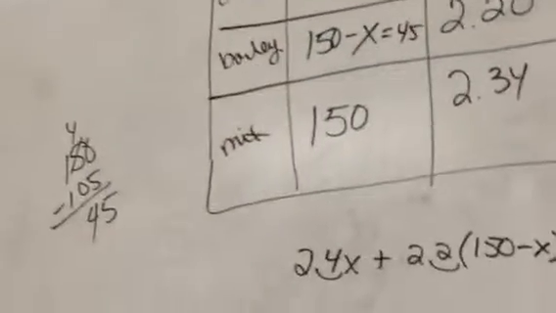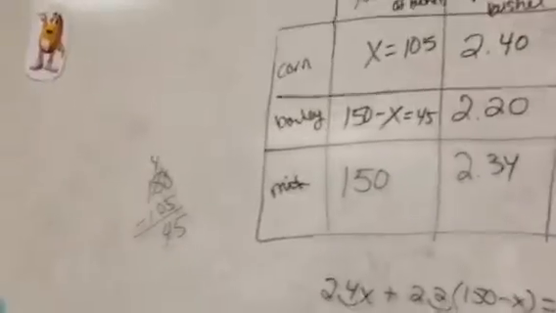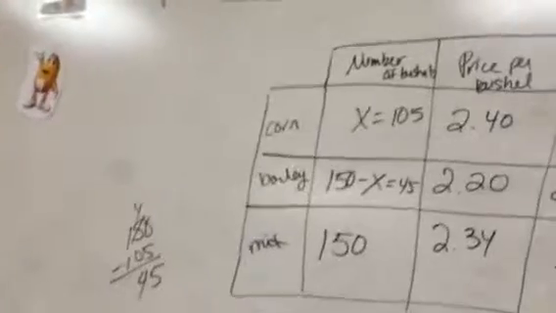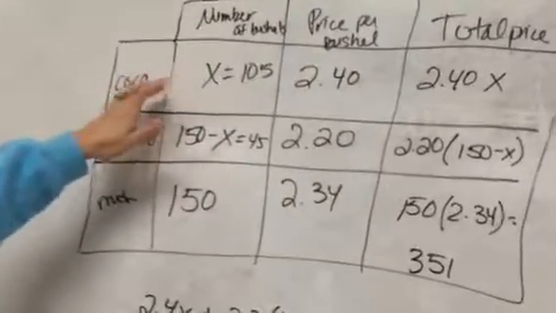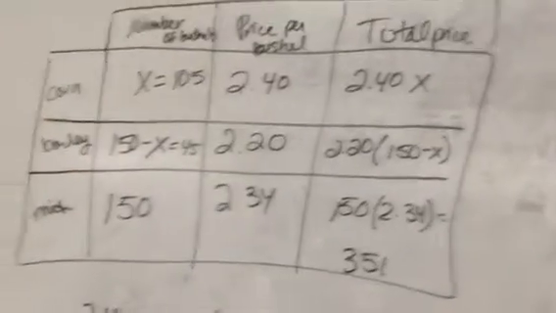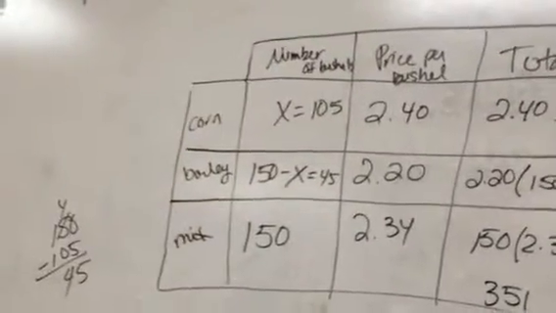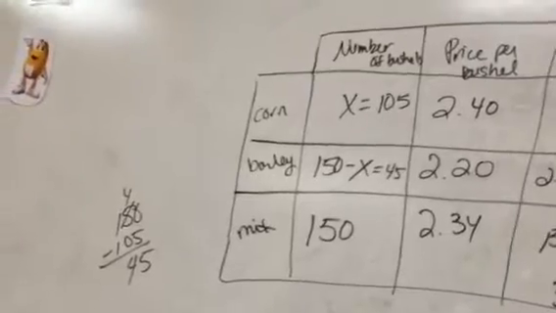All right, and let me just make sure we answered the question properly. The question says, how many bushels of each grain should he mix to yield an additive of $2.34 a bushel? So the answer, you'd have to write this out. He would mix 105 bushels of corn and 45 bushels of barley. Okay? Here's the next example.